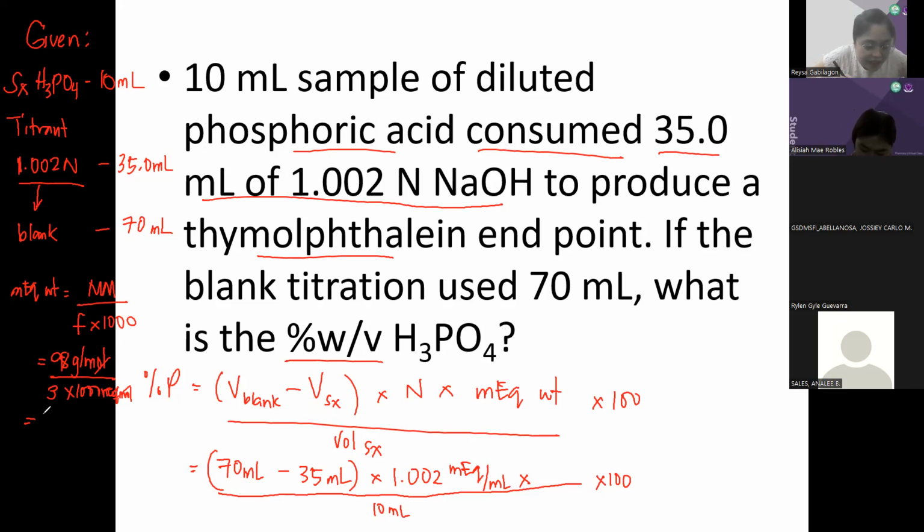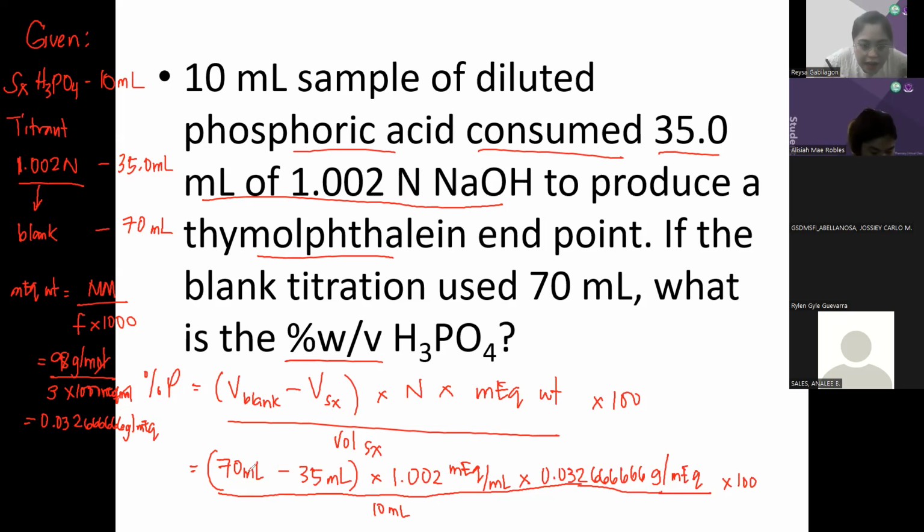Wait, let me copy everything. 0.0326. Okay, so the unit is grams per MEQ. So we have now computed the milliequivalent weight. Let us place this here so that we can proceed with the computation. So this is 0.0326666 grams per MEQ.